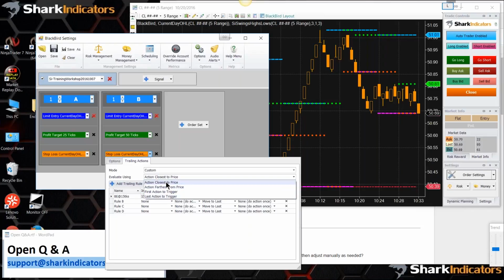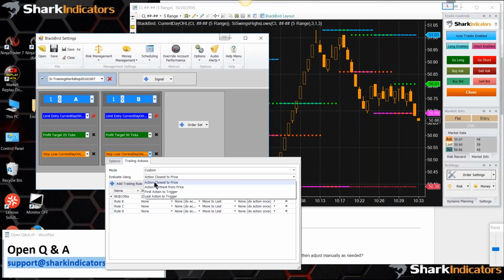Four sets of criteria here, and the two most common ones you're going to use are for a stop loss. Typically, you're going to just keep incrementing your stop loss closer and closer to price. Closest to price, basically price is the market price, right? So the default is action closest to price. Whichever one of these trailing rules is going to move the stop loss closest to price, that's the trailing rule that has priority, right?